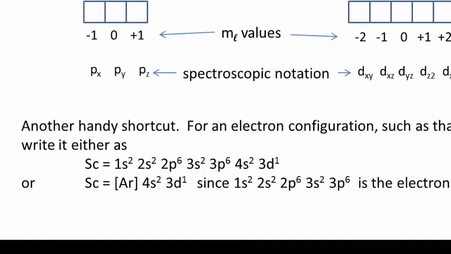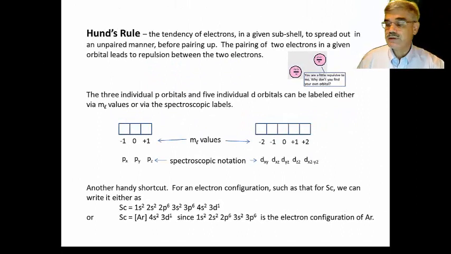Yet another handy shortcut for describing electron configurations, such as for scandium. We can write out scandium as shown near the bottom as 1s2, 2s2, 2p6, 3s2, 3p6, and then 4s2, 3d1. We can go through all of that, or we can note that the first part, the 1s2, 2s2, 2p6, 3s2, 3p6, is just the electron configuration of the nearest noble gas, which happens to be argon. So we can say it's argon plus 4s2, 3d1. Okay, so that actually is simpler, and you are allowed to do that.